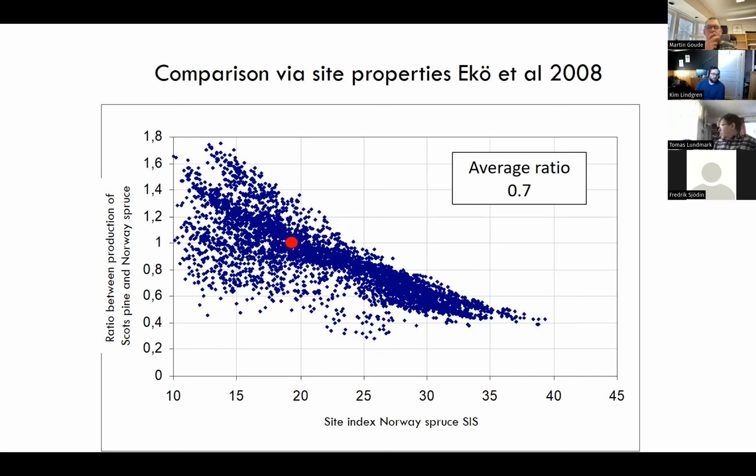And what you can see is that they found that Scots pine is producing more than Norway spruce only on low fertility sites, whereas Norway spruce produces higher volume production on medium and high fertility sites. And what our study showed is that that was not the case, and Scots pine can produce higher on medium fertility sites as well. So this is the main difference compared to the study by Eko.